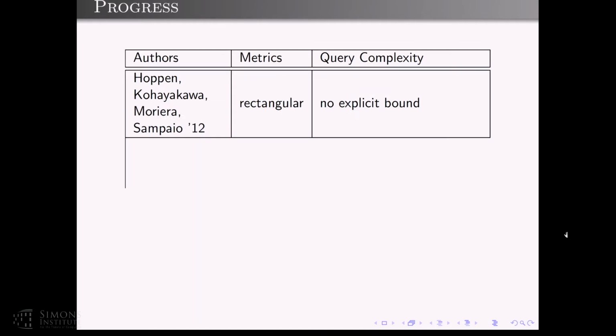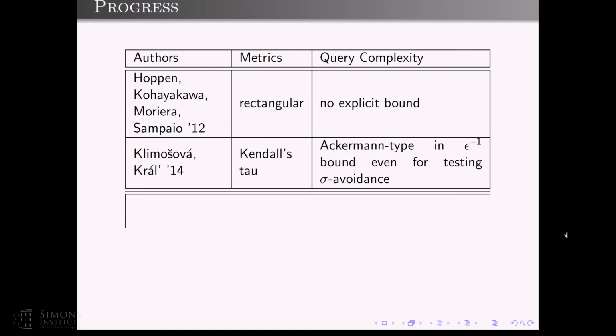So now I'm going to do some literature review for testing permutations. One of the first nice results in this area is by Kopparty, Hayakawa, Moriya, and Sampaio in 2012. They proved that there exists a one-sided tester with respect to the rectangular distance. They use a compactness argument, so it won't yield any explicit bound. But for their paper, they are using the very natural tester as well: pick a random subpermutation and see whether that subpermutation has this property or not. They further conjectured that with respect to the Kendall's tau distance, this natural tester is going to be a one-sided tester. And this was confirmed in 2014 by Klimošová and Král'.